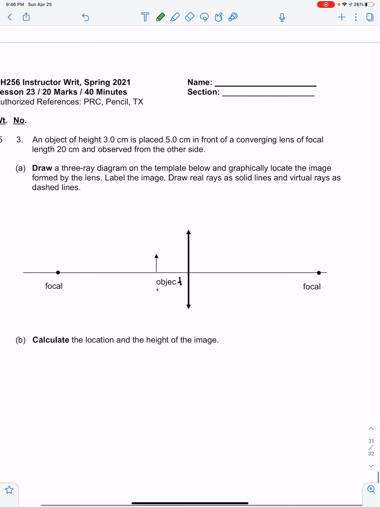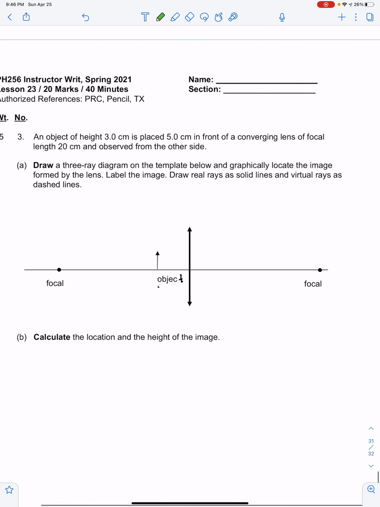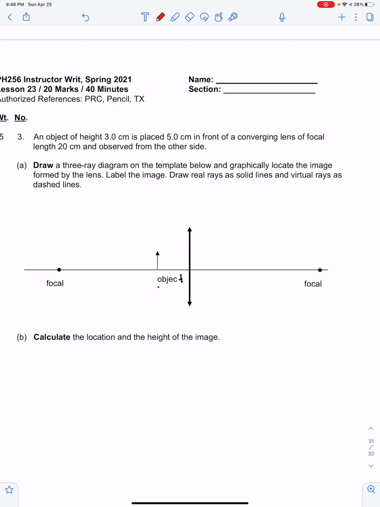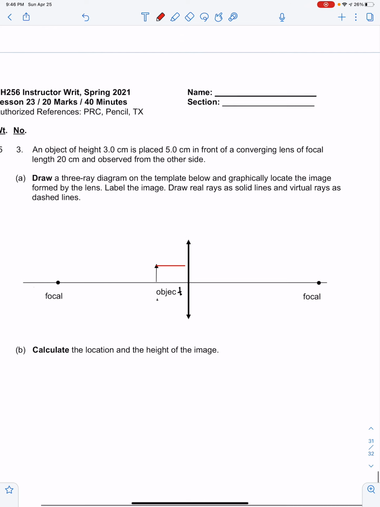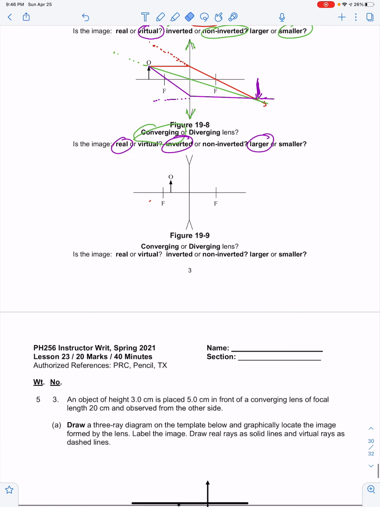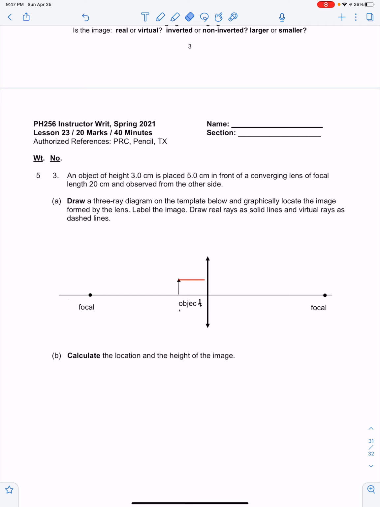But you'll see in this problem, it's a little bit different, but we'll do it together. Okay, so first of all, it's asking us to draw a three-ray diagram on the template below. Let's do this together. Let's use the first ray. The first ray goes from, and it is a converging lens, I believe. It is a converging lens, okay?